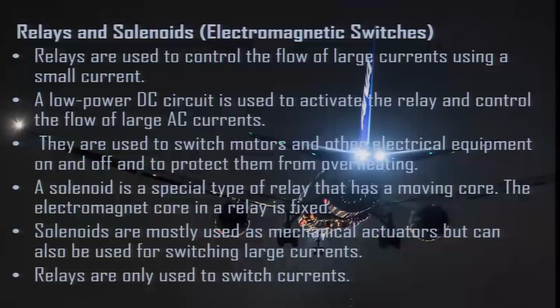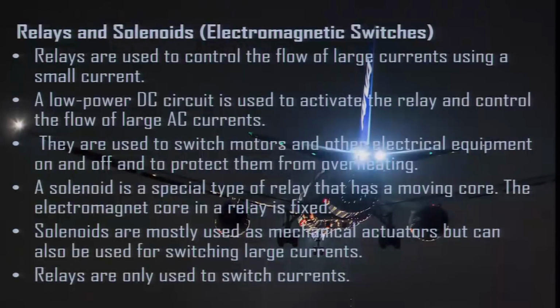Relays and solenoids, also called electromagnetic switches. Relays are mainly used to control the flow of large currents by using a small current. A low power DC circuit is used to activate the relay and control the flow of large AC currents. They are used to switch motors and other electrical equipment on and off and to protect them from overheating.